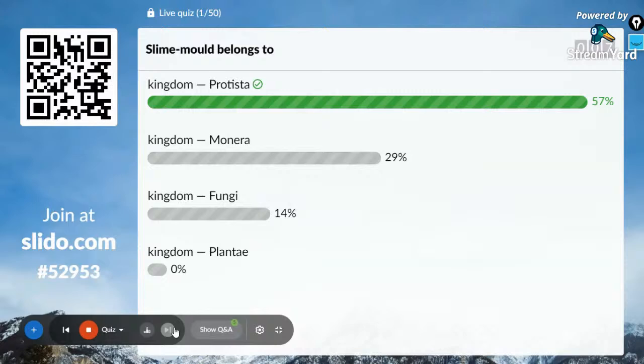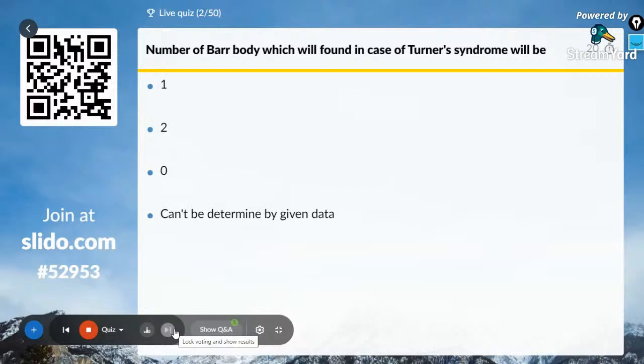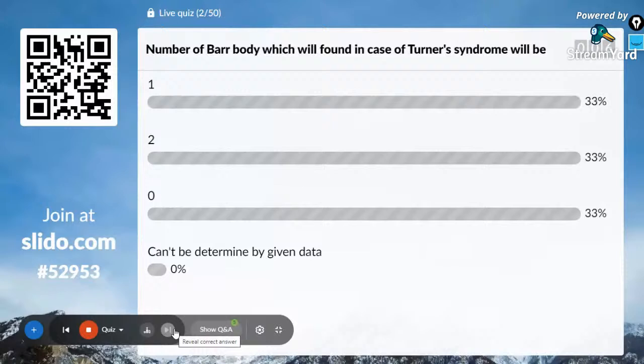Second question on the screen. Number of Barr bodies which will be found in case of Turner syndrome will be 1, 2, 0, cannot be determined by the given data. Guys, the correct answer is 0. What do you mean by Barr bodies? Barr body is a small, densely stained structure in the nuclei of cells of females, and it is regarded as a diagnostic feature of genetic femaleness.